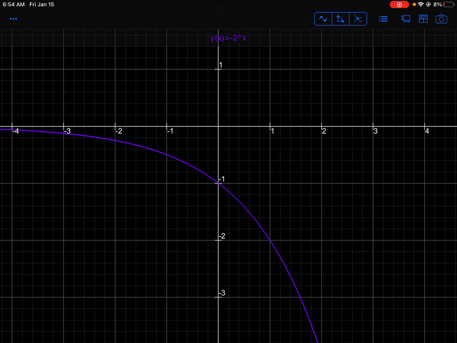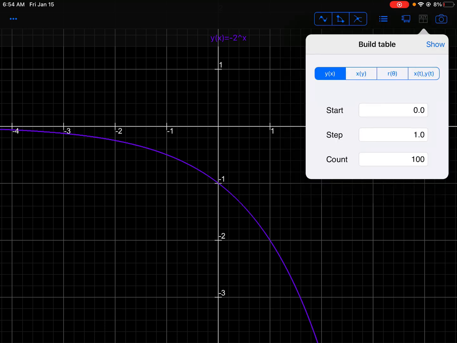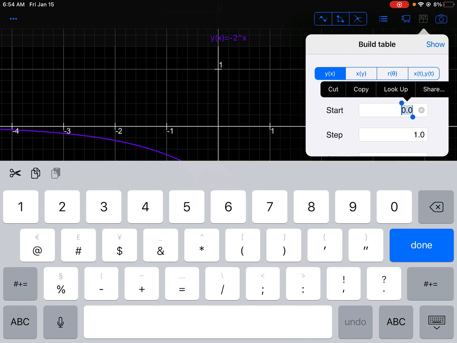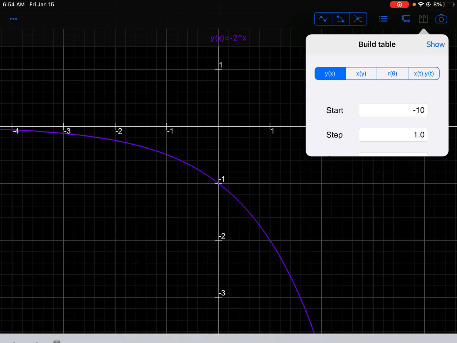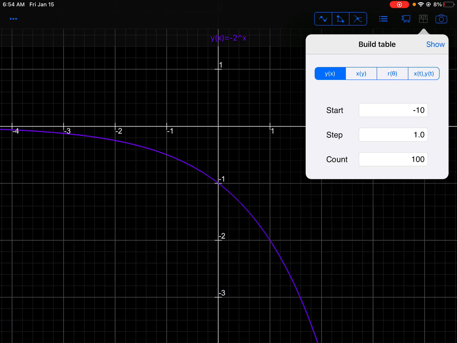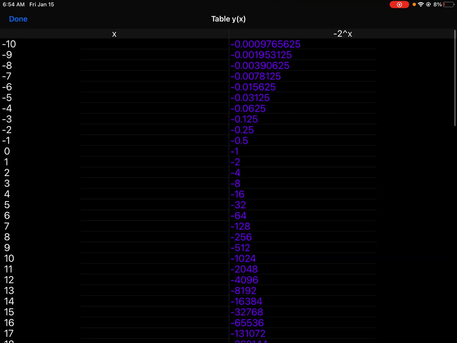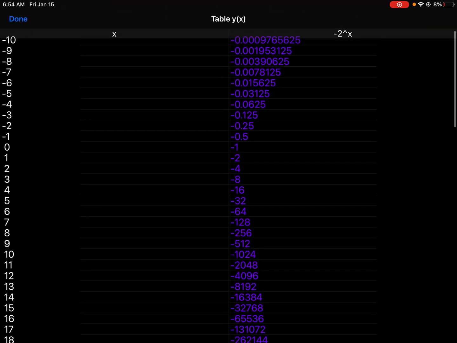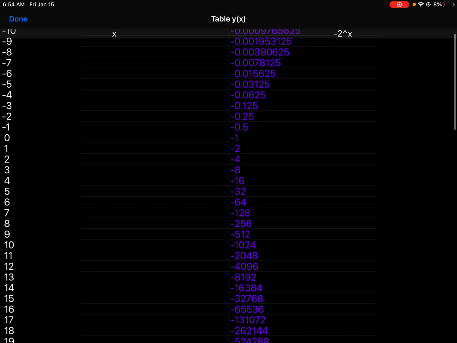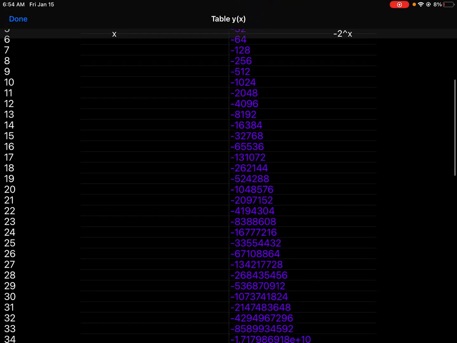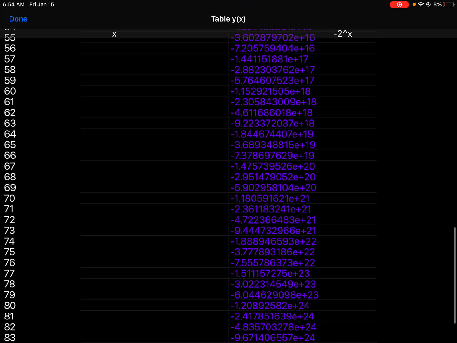Oh, one more thing I wanted to show you. If we hit this little box that has the X and Y in it, then we can look at our table. Let's say we want our table to start at -10, and the step just means it's going up by 1 every time, and it's going all the way up to 100. Our table will show us all the values. Here's our X's on the left-hand side, Y's on the right-hand side, all the values that we want to see.